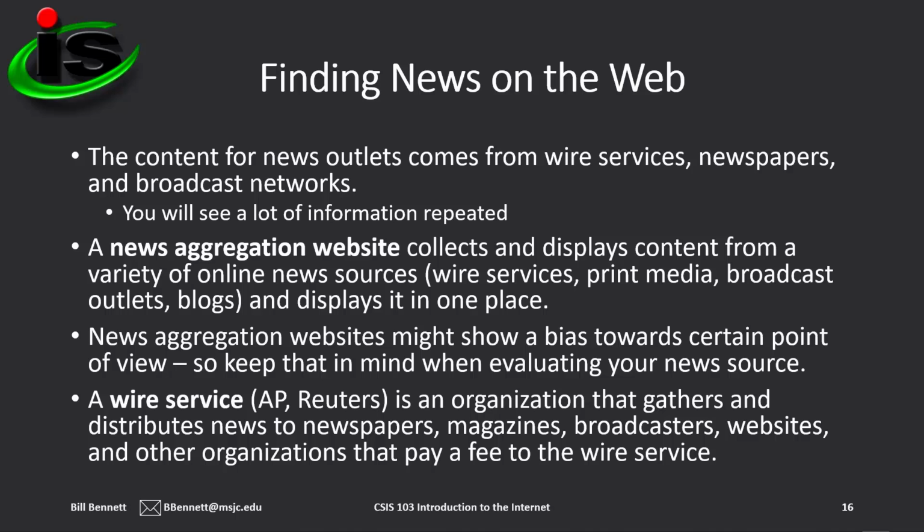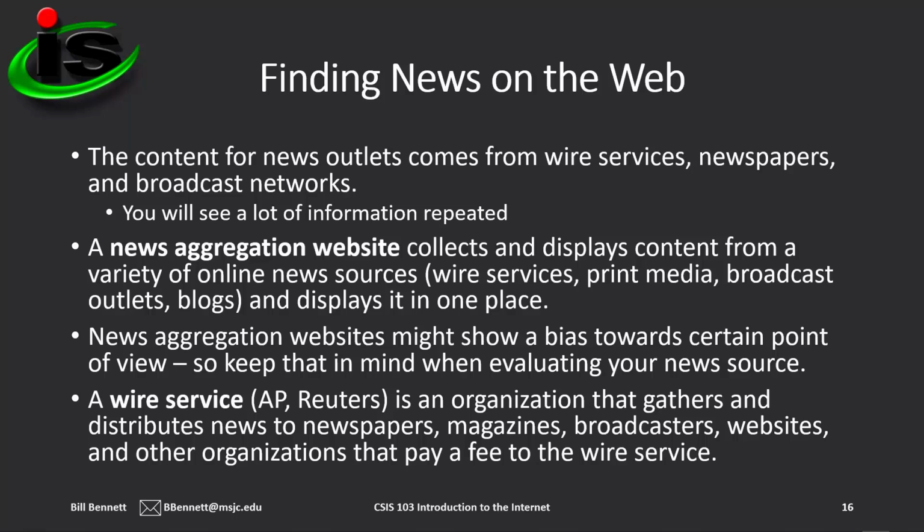The content for news outlets comes from wire services, newspapers, and broadcast networks, and because of that, you will see a lot of information repeated. A news aggregation website collects and displays content from a variety of online news sources, including wire services, print media, broadcast outlets, blogs, and the like, and displays it in one place.